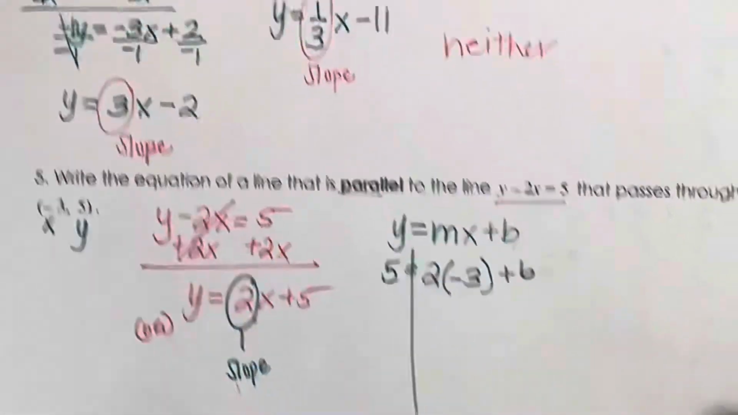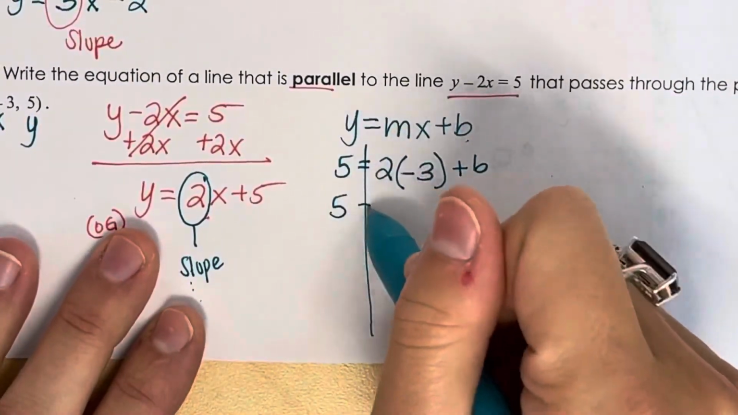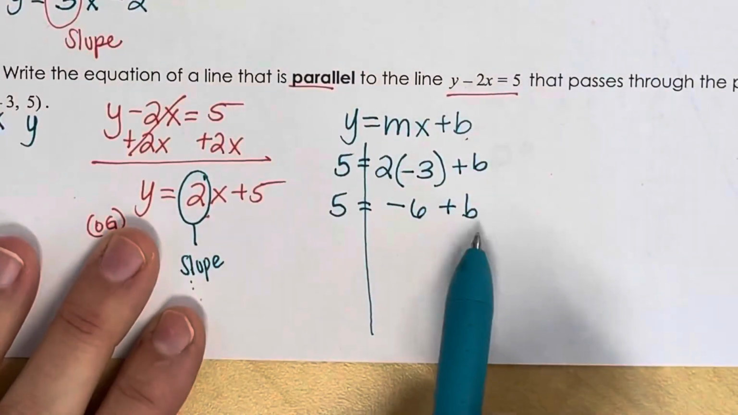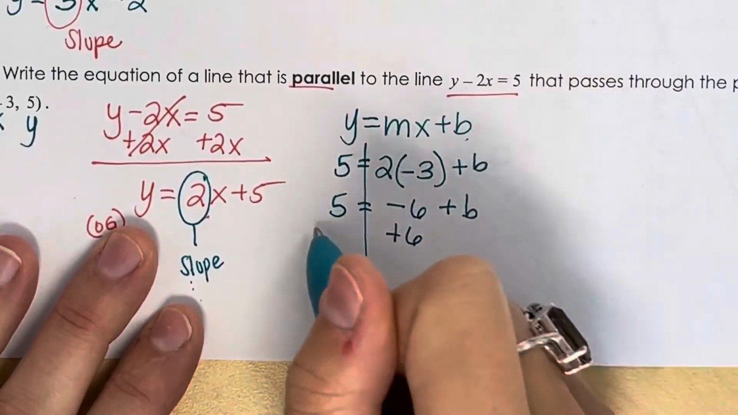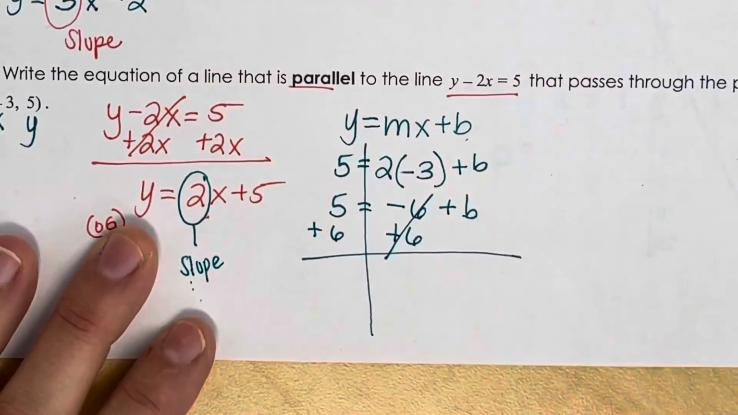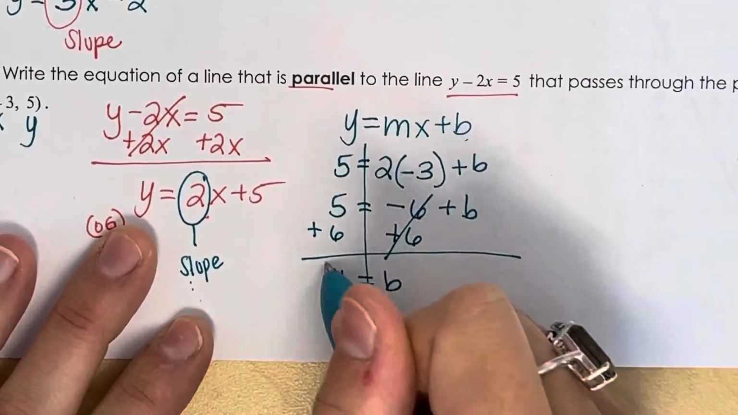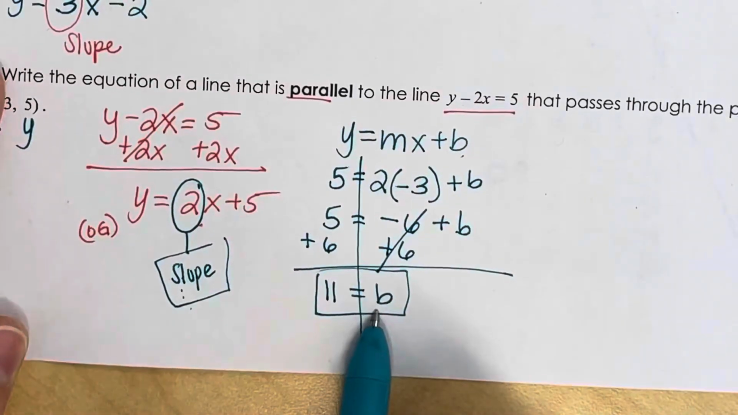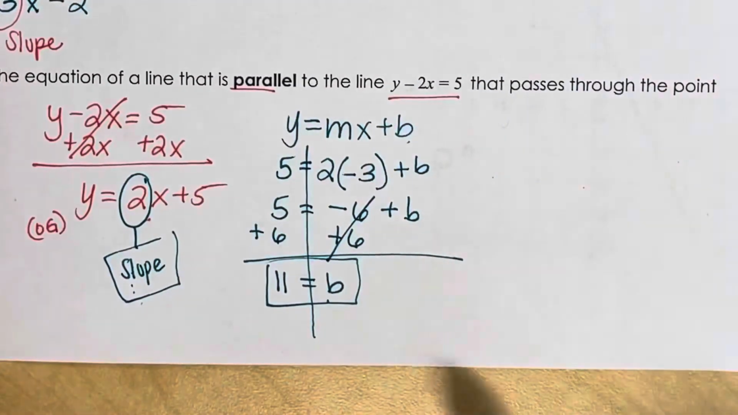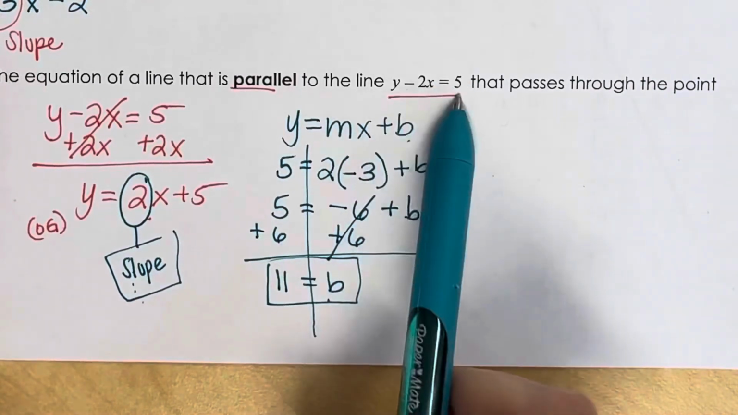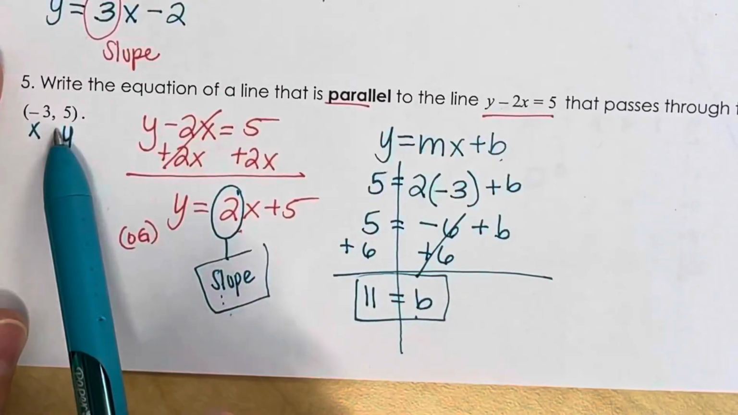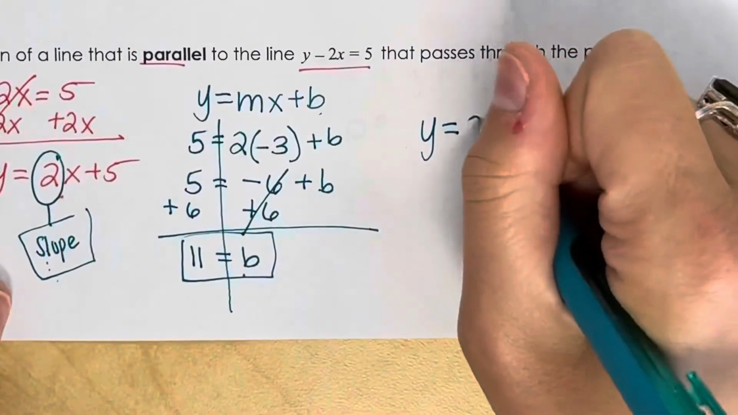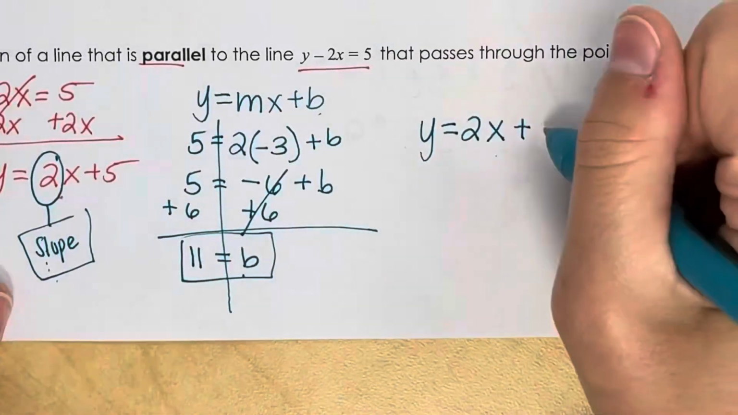So now it's just a little bit of algebra. I've got 2 times -3 gives me -6. And then to get the b by itself, I'm going to add 6 to both sides. I get 11 equals b. So now my final step is to take that slope, to take my b value and write it as a final equation. So an equation of a line that is parallel to this one and passes through the point -3, 5 is y equals slope 2x plus my b value is 11.